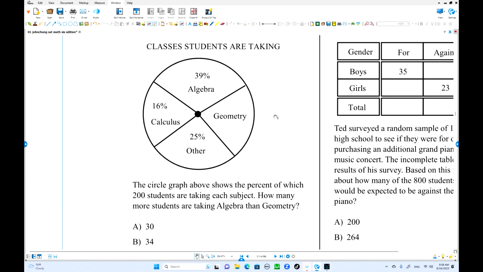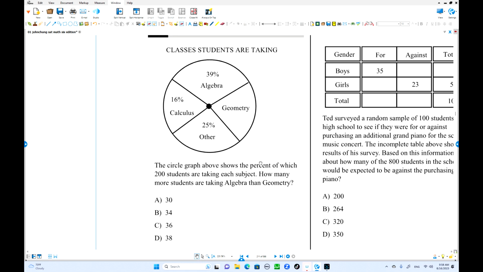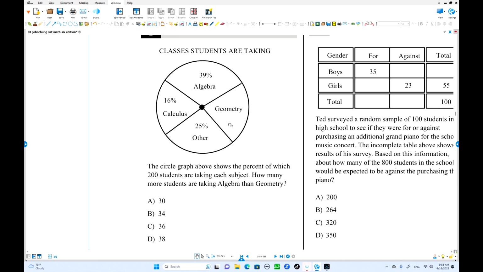Number 2. The circle graph shows the percent of 200 students taking each subject. How many more students are taking algebra than geometry? Algebra is over here, geometry over here. But for geometry, we have to find how much percent of students. So that is 55, that is 80, this one is 20%. So 39%, 20%, 19% more.